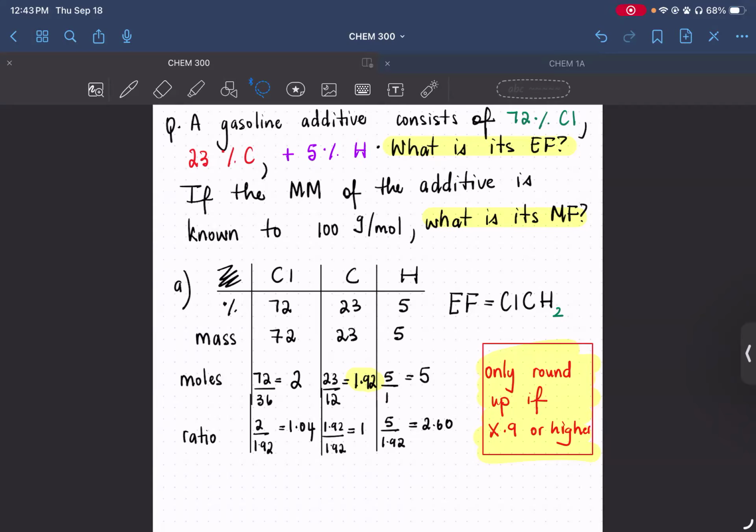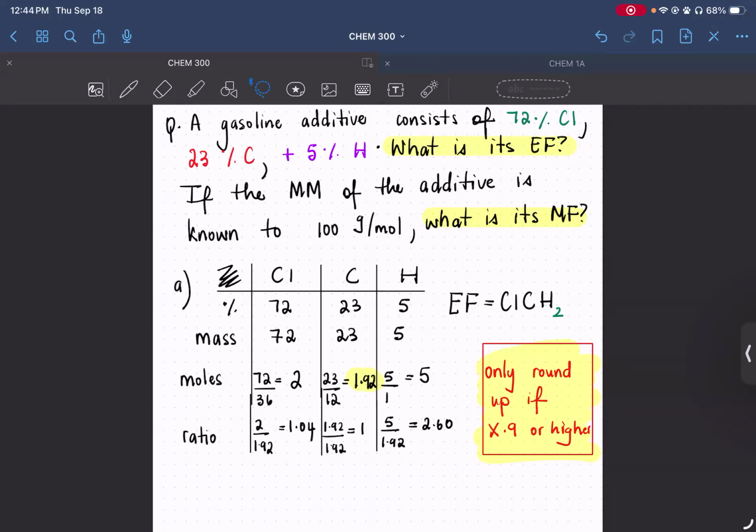And then from there, they're able to say, hey, that gasoline additive that you found at the crime scene is actually ClCH2. Hopefully when thinking about it in the context of a crime scene investigation, it makes more sense why we would prefer to underestimate than over. Because if we overestimate and we're wrong, well, whoever killed that person got off. So it's easier to underestimate. So the rule is we only round up if 0.9 or higher.